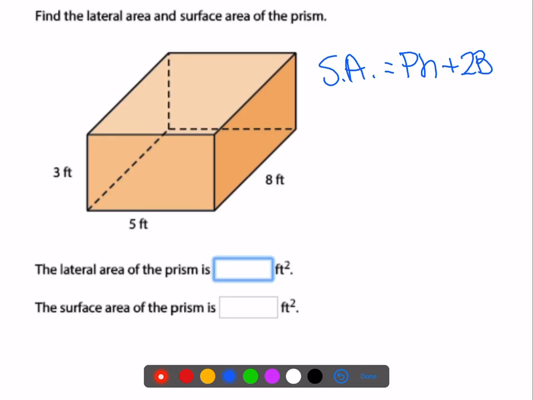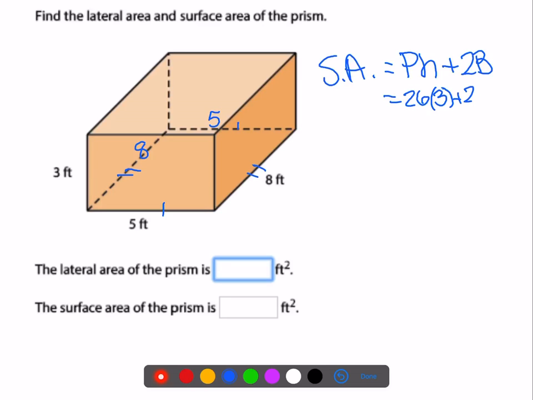In this case, we have a rectangular prism here. So I know that opposite sides will be the same. So our perimeter would be 8 plus 8, which is 16, plus 10. Well, that'll give me 26. Times the height of our prism, well, the height is just 3. That's the same all the way throughout. So all heights are 3, so we'll just multiply by 3 here.